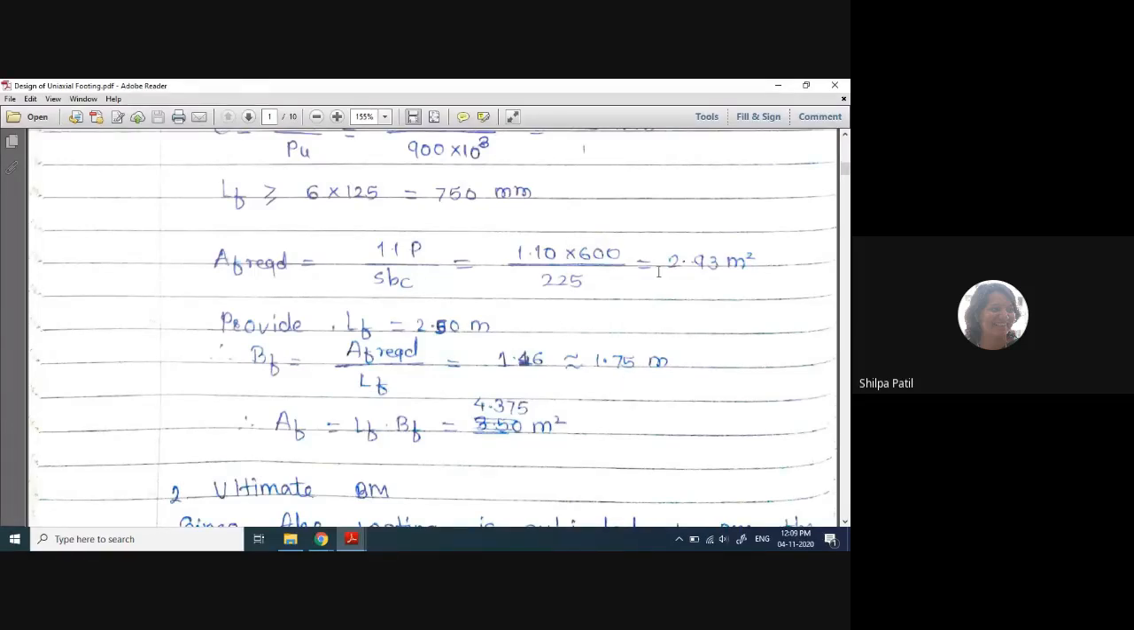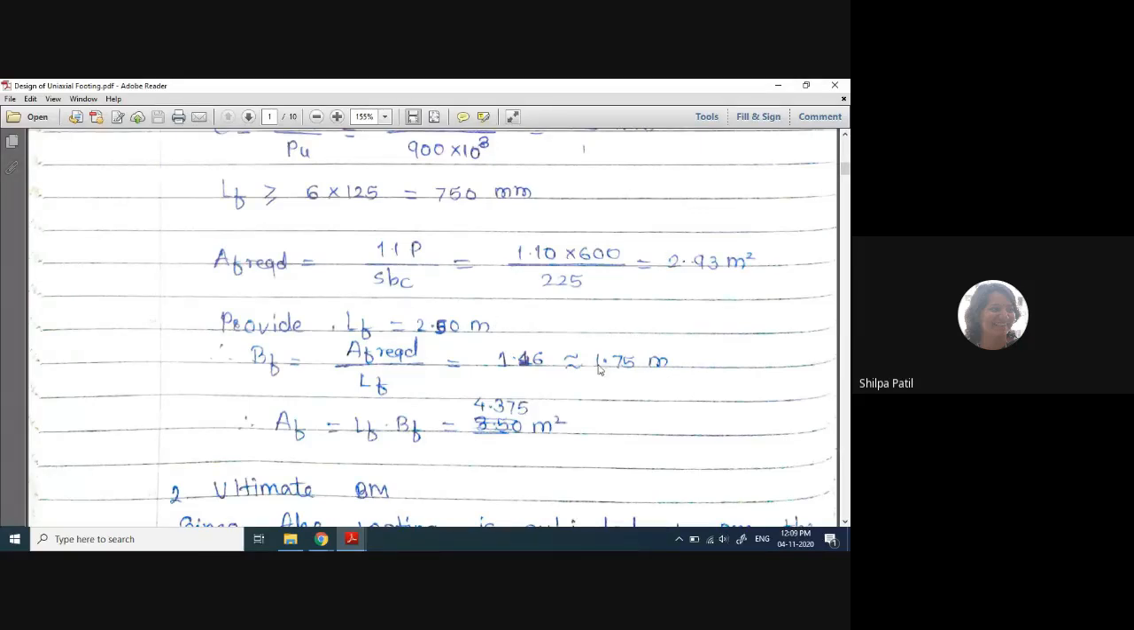So what I did, I have taken the square root of this 2.93, and the square root is coming as 1.71. So I will approximately consider BF as 1.75, and obviously the required area is 2.93 and we have to provide the higher area. So I have simply increased this dimension by approximately 1 meter or 1.5 meter to get the length of the footing. This is how I have considered the dimension of the footing.